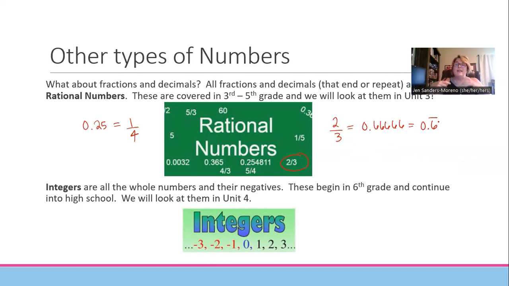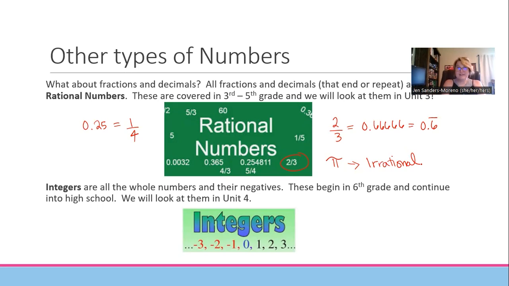Okay. Now, what happens if a decimal doesn't end or doesn't repeat? That is the good old pi. That's an example. There are more examples than just pi, okay? But pi is kind of the biggest one. And this one, again, it's called an irrational number. So this is a decimal that never ends, never repeats.